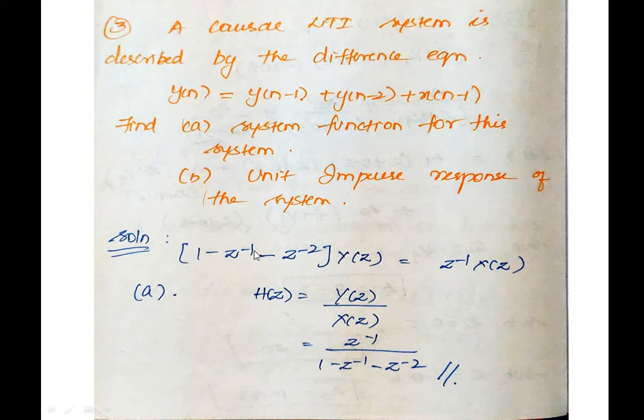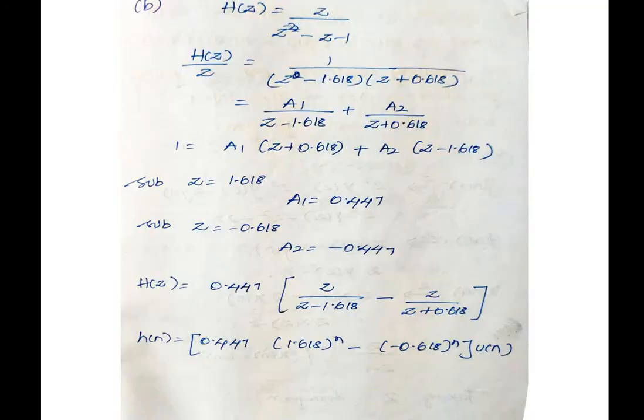Taking Z transform on both sides, we get (1 - z^-1 - z^-2) Y(z) = z^-1 X(z). So what is H(z)? Y(z)/X(z). So just cross multiply and you get z^-1 / (1 - z^-1 - z^-2). This is the system function of the system H(z). Next, you will have to calculate the impulse response. So just transform this H(z) to positive powers of z. So we get it as z/(z² - z - 1).